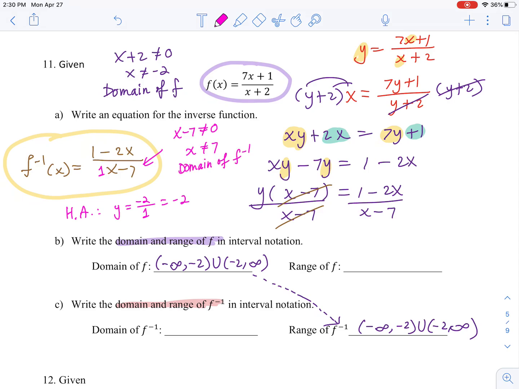So let's write that down in interval notation: from negative infinity to 7, union 7 to infinity. Now, this is the domain of f inverse, which means this is the range of the original function f. So you copy that the same over here. That's how you will find the domain and range of a rational function and its inverse function, okay?